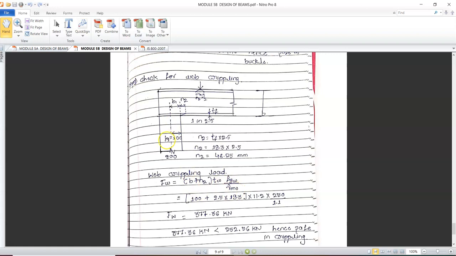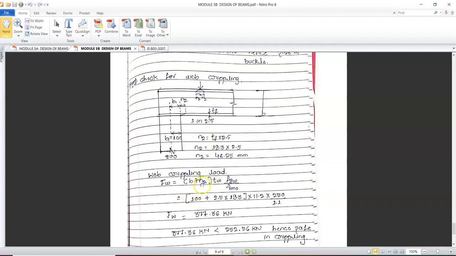Now here B is usually half the width of the support, or else whatever value is given to you. In this case, the width of the support is given as 200 mm and half of 200 is 100 mm. If a value is not given, you have to take it as half the width of the support. If a value is given, you have to take that value.